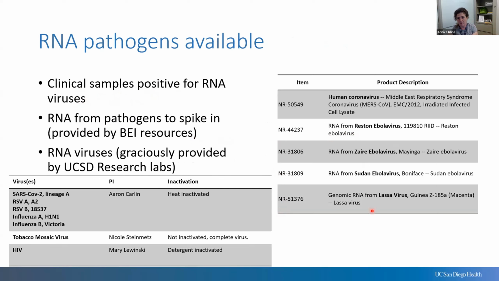So these are the ones we tried to order. We have Corona, Ebola, and then Lassa virus. And then we were also lucky enough to get from a few PIs here, Dr. Carlin, Dr. Steinmetz, and Dr. Lewinsky, some either heat inactivated or not inactivated in the case of tobacco mosaic virus, or detergent inactivated viruses of standard sort of respiratory pathogens, tobacco mosaic virus, and HIV.